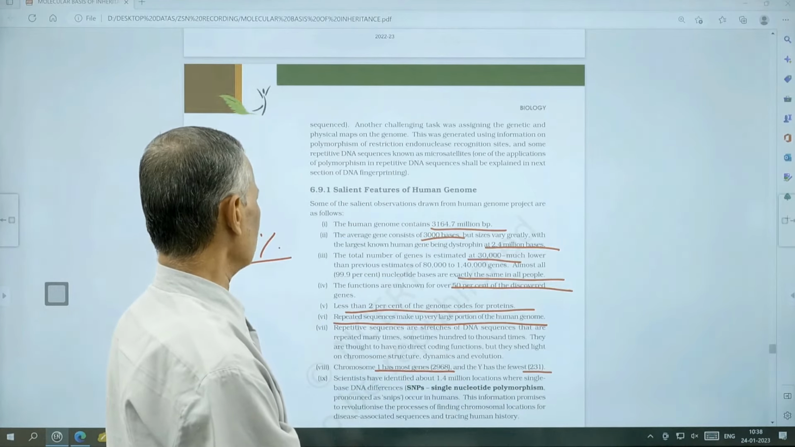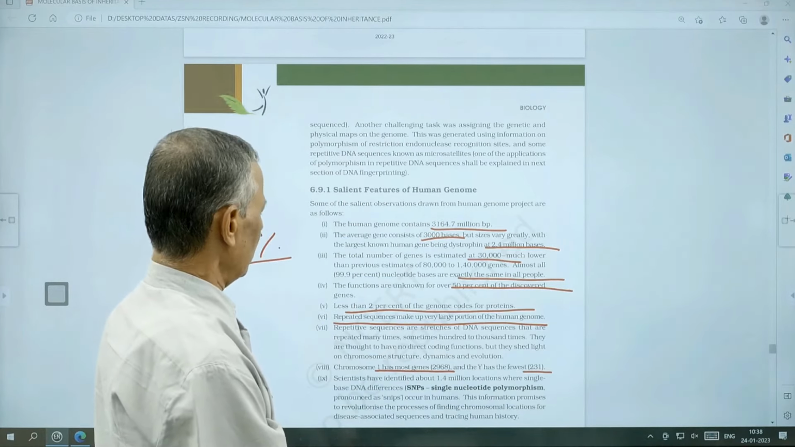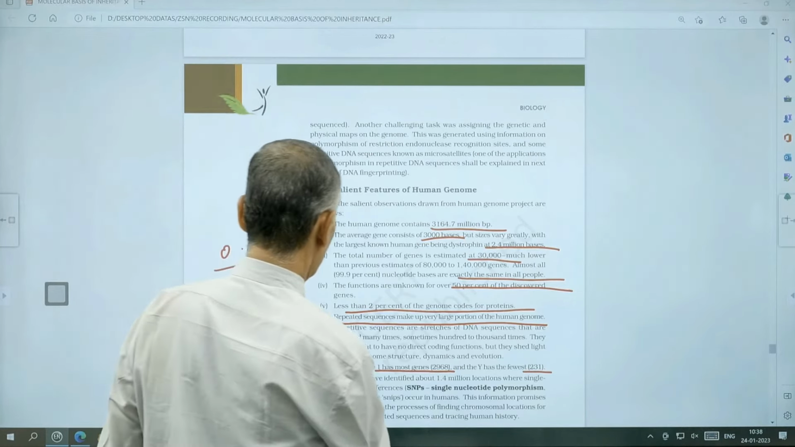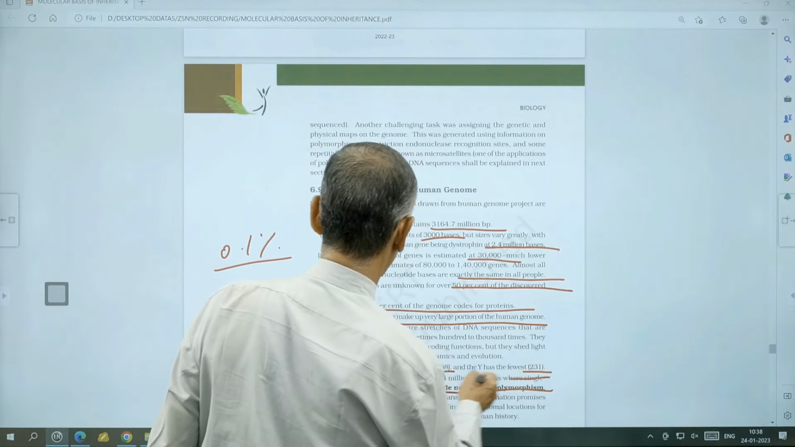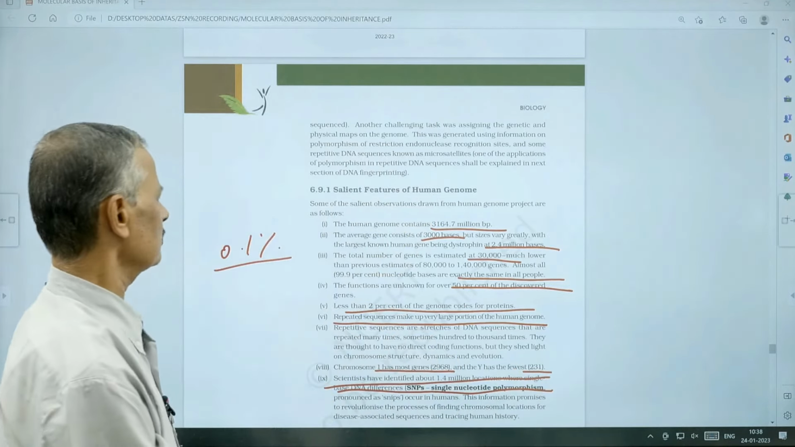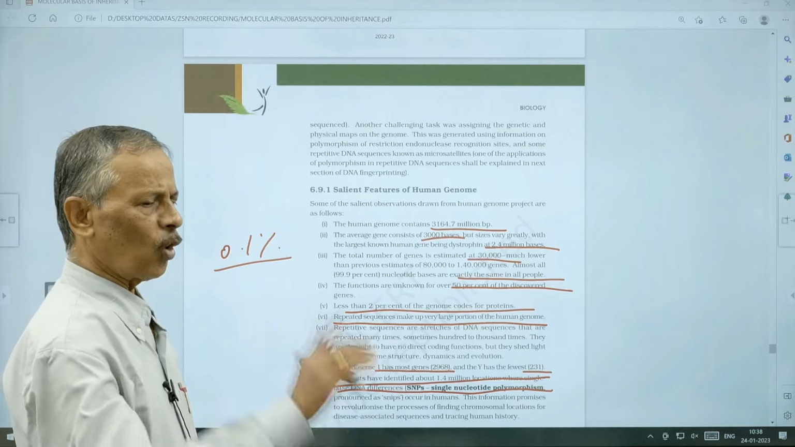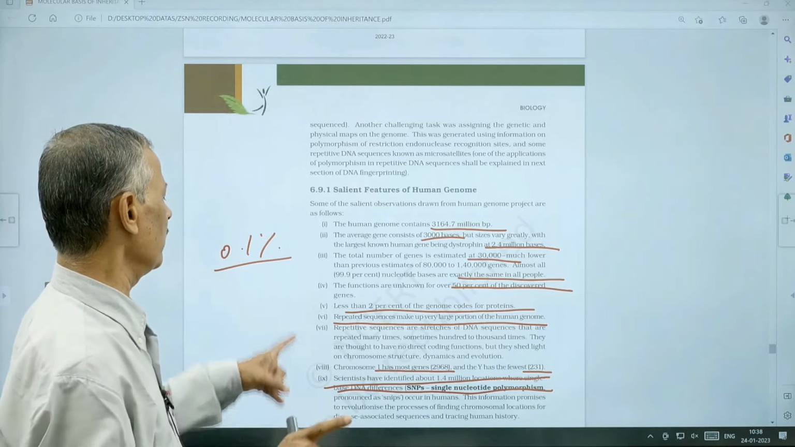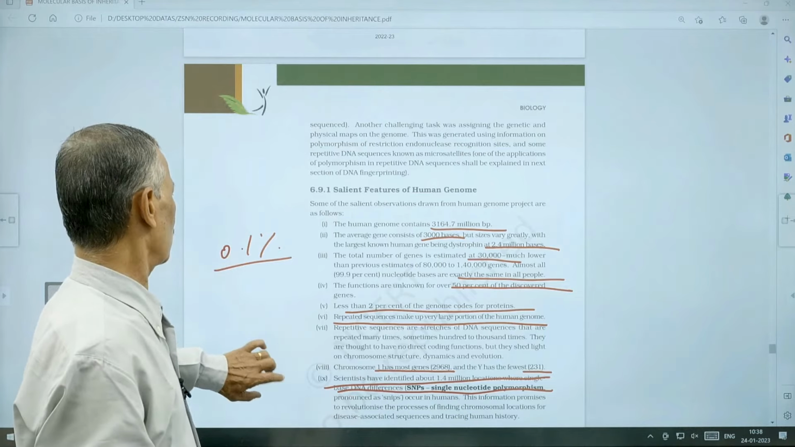And scientists also identified 1.4 million locations where single base DNA differs, which we call SNPs. The difference is only in one nitrogen base in 1.4 million positions. Clear?